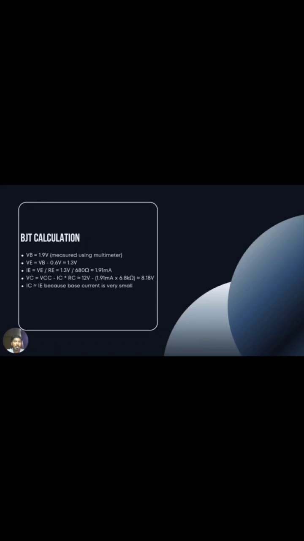Next part, let's talk about the BJT calculation. For the first calculation, which is base voltage VB, it is measured as 1.9 volt. This is set by the voltage divider formula, which is VB equals VCC multiplied by the second resistor divided by the sum of the first and second resistor. After doing this calculation, we will get the answer of 1.9 volt.